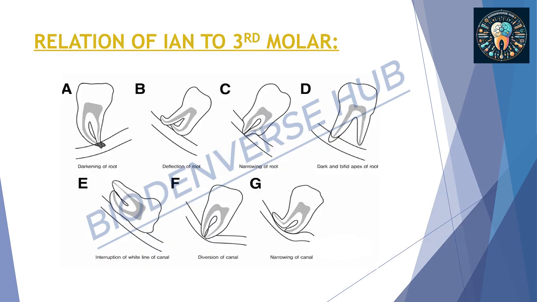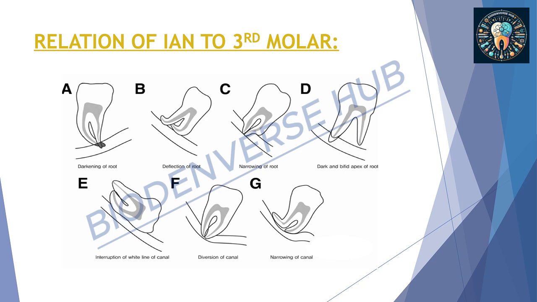So then another important station could be of the relation of the inferior alveolar nerve to the third molar, and these are the following relationships. You need to know each and every kind of relationship. You will be asked to label these.